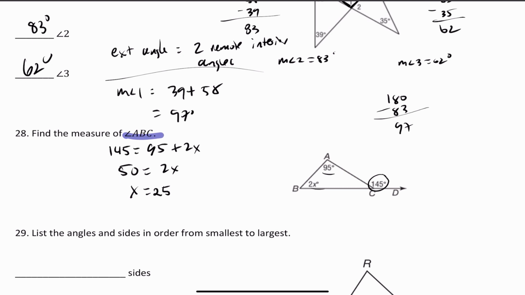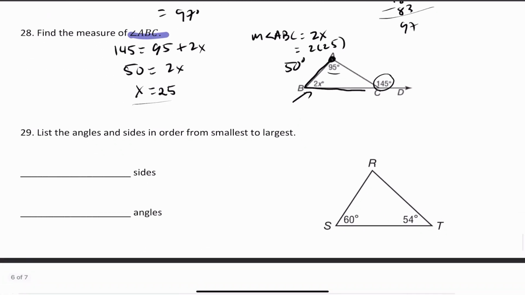And it's really asking to figure out what the angle ABC is. So it's really asking what is the angle ABC, which measure of angle ABC is currently 2x. So then if I replace, that's 2 times 25, that's 50 degrees. So the answer is 50 degrees. Okay.